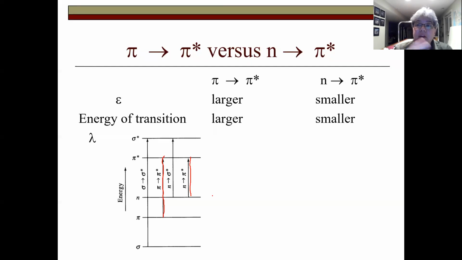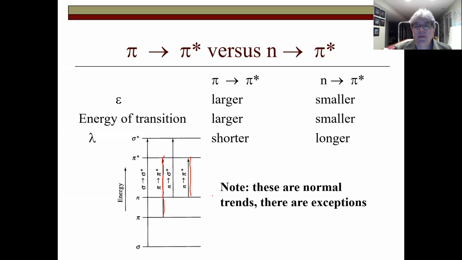Now, if the energy is bigger, remember that means the wavelength is shorter. So pi to pi star will have shorter wavelengths, N to pi star will have longer wavelengths. Now, these are the normal trends. There are some exceptions, some times when these trends are not true, but in general, this is how you can compare pi to pi star and N to pi star.